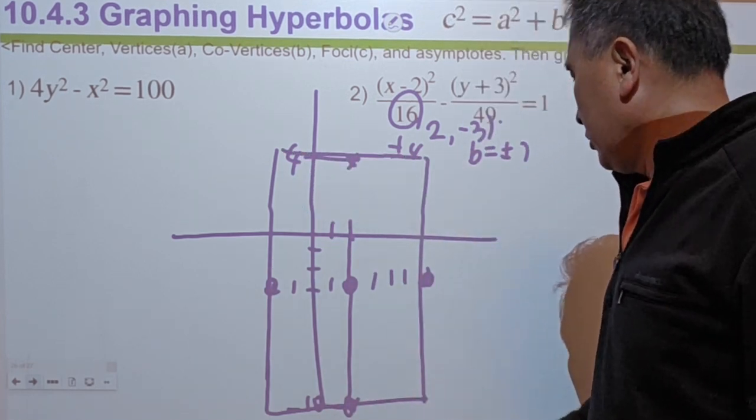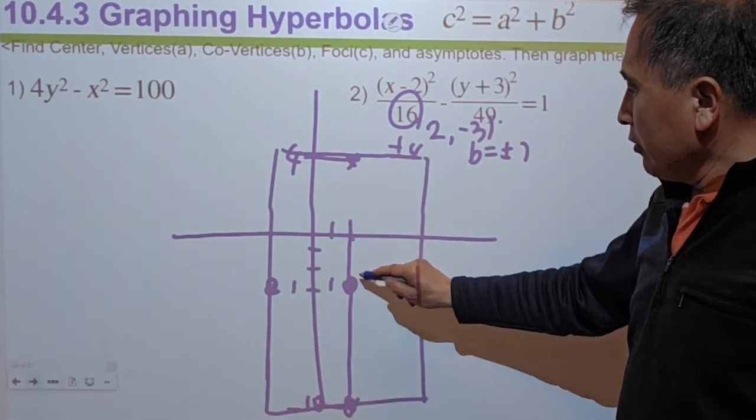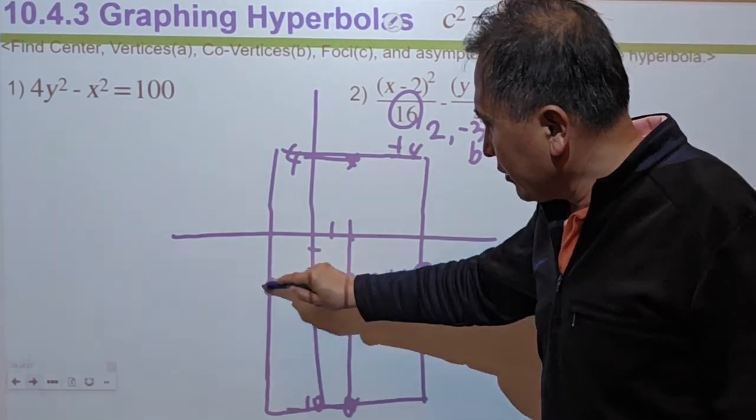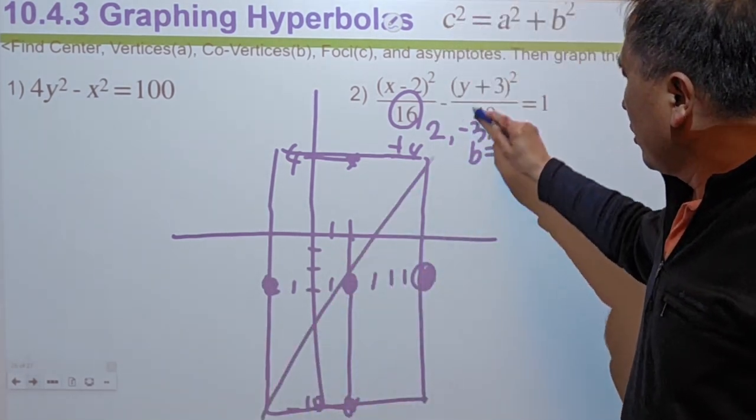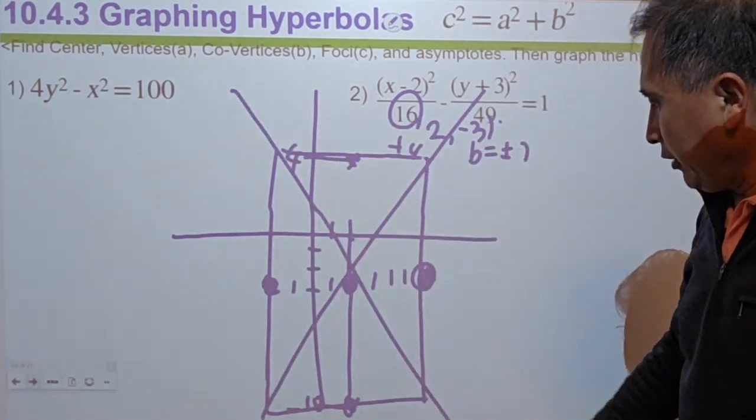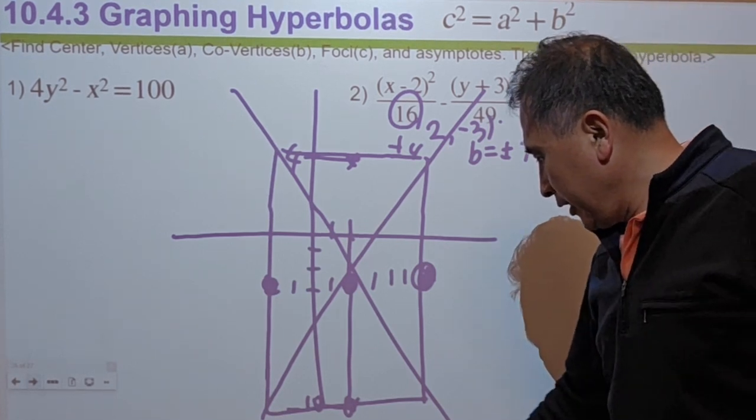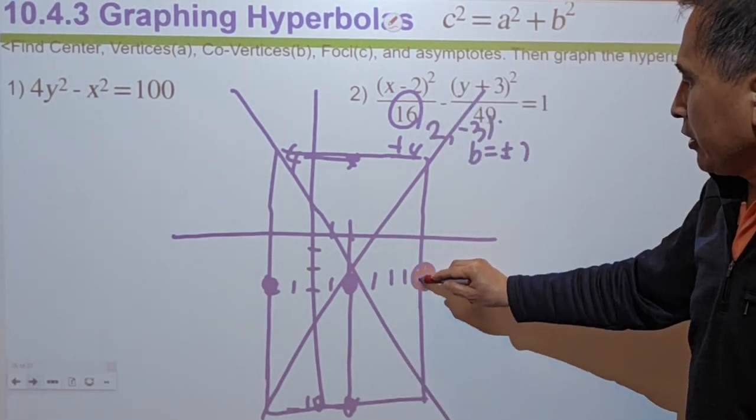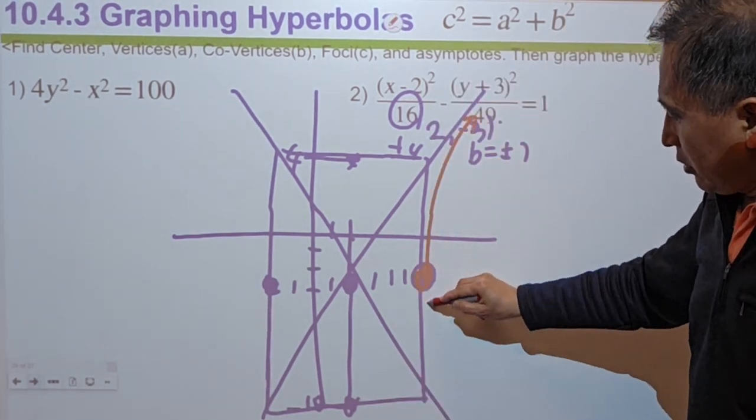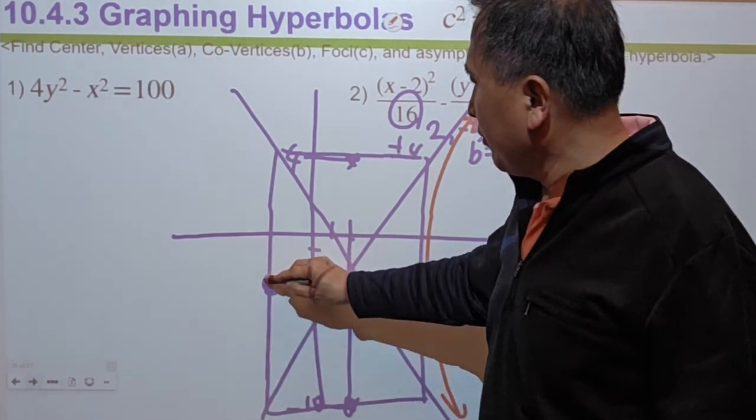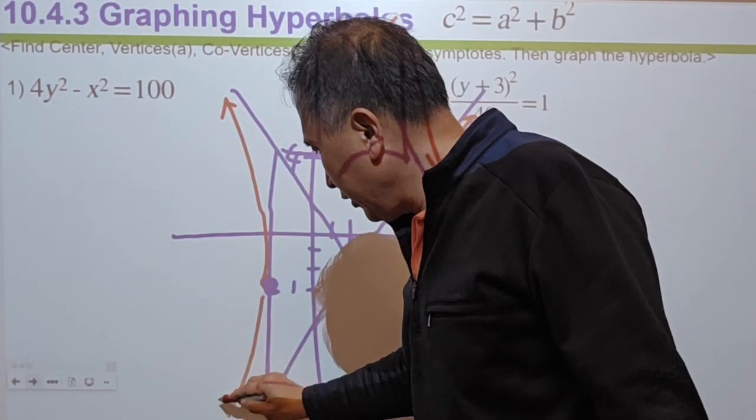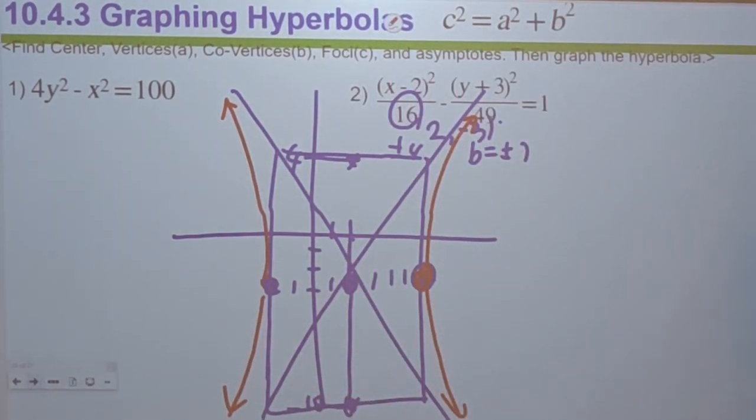Draw the rectangle. And then from the center through the corners of the rectangle, draw the asymptotes right there. And then from the vertex, draw the curve approaching the asymptote. From the vertex, approach the asymptote right here. That's the graph of the hyperbola.